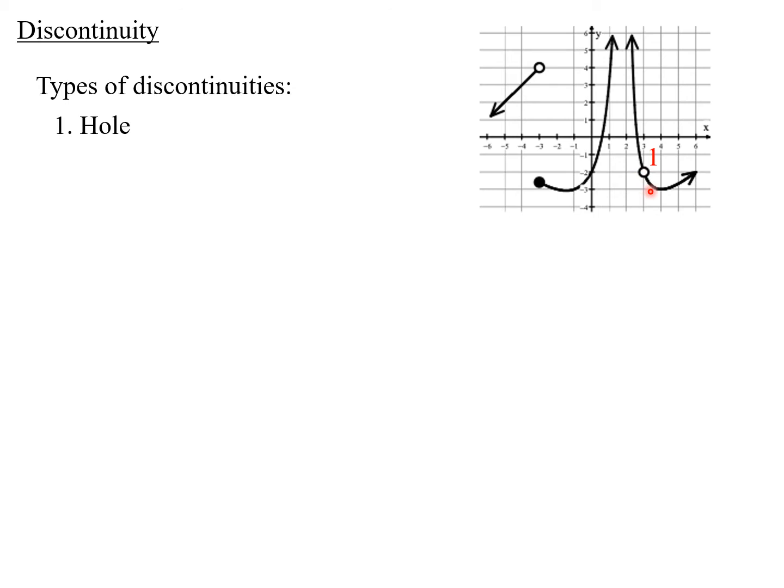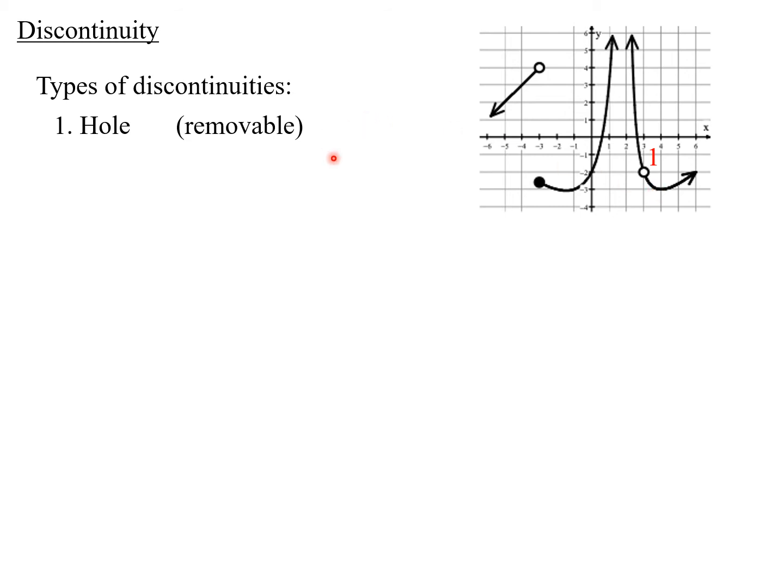We can classify discontinuities as either removable or non-removable. The way to tell whether a discontinuity is removable is if you can take your pencil and just go right past it without having to pick up your pencil. You can just blow right through it. And so this hole is what we call a removable discontinuity.